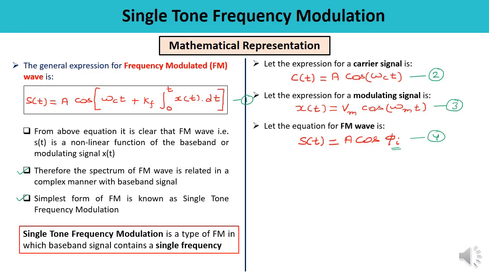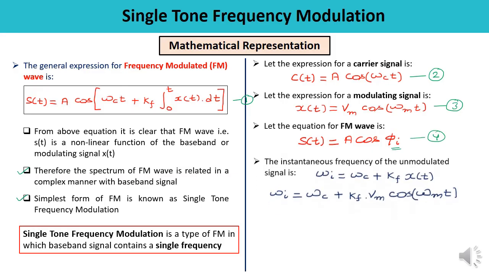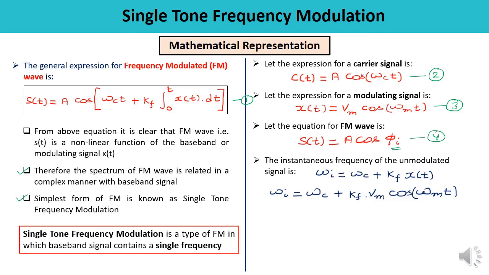And we know that the instantaneous frequency of the modulated signal is written as omega i, which is equal to omega c plus kf into x(t). It means this equation can be utilized, and we can put the value of x(t) in equation number 5 from equation number 3. So what term are we getting here? Omega i, which is equal to omega c plus kf into Vm cos omega m t.